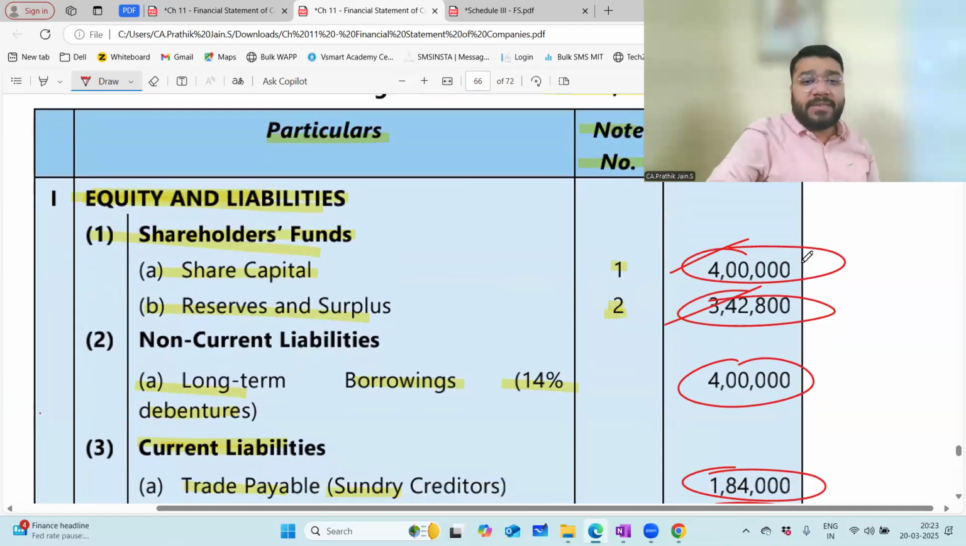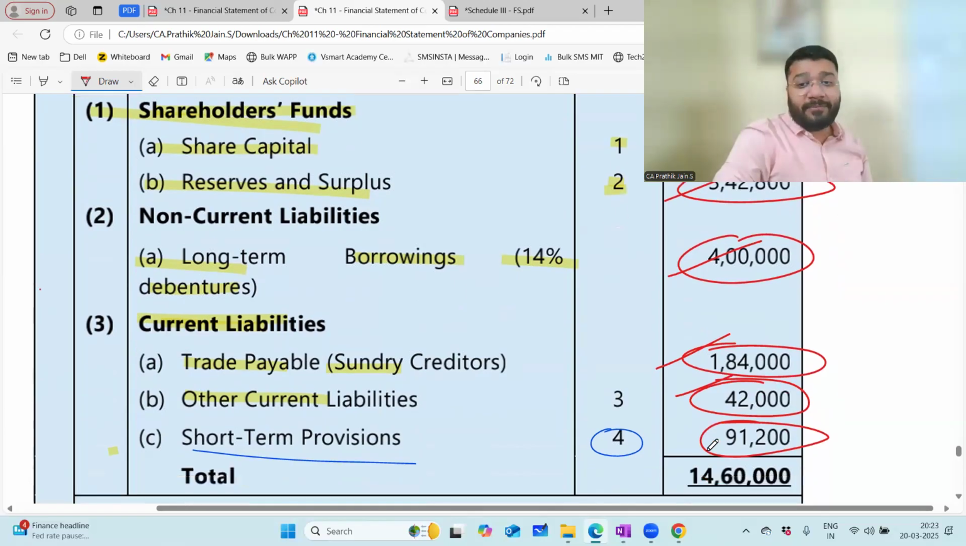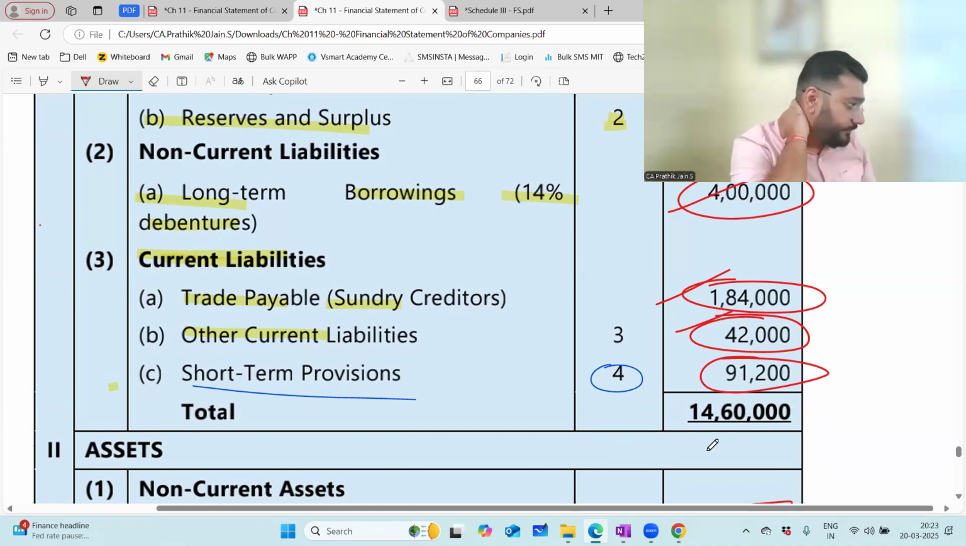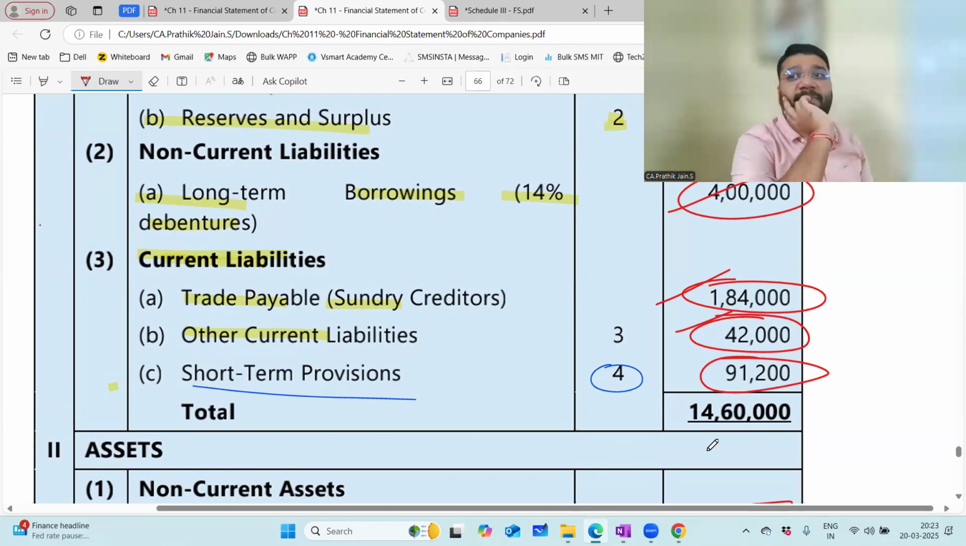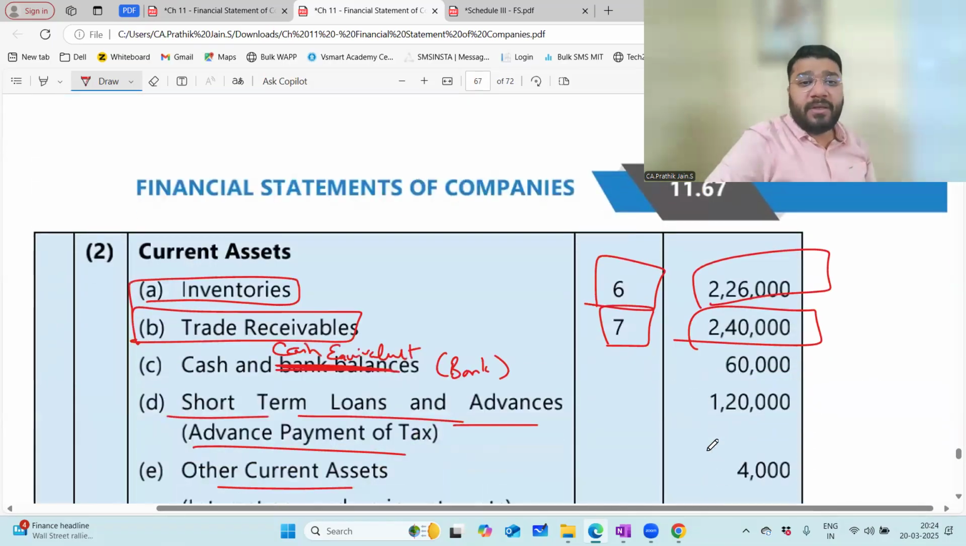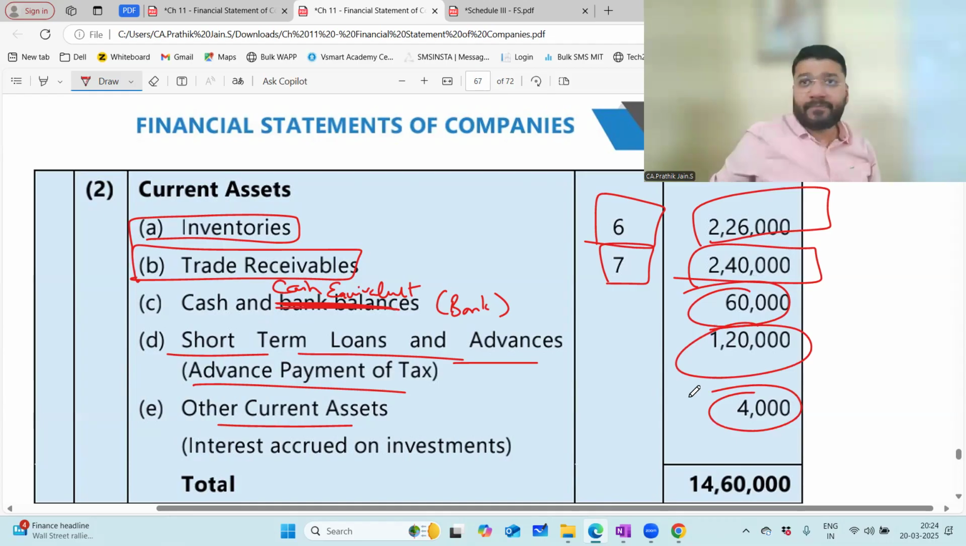So capital done, reserves and surplus done, long-term borrowing done, trade payable done, other current liability done. Now short-term provision also, please write it 91,200. Your liability part is completely over. Please check. P&L completely over, liability side completely over. Asset side, PPE over, non-current investment over, inventory over, trade receivable over. Cash and cash equivalents can be recorded directly, short-term advances directly, and other current assets also directly. Assets also over.